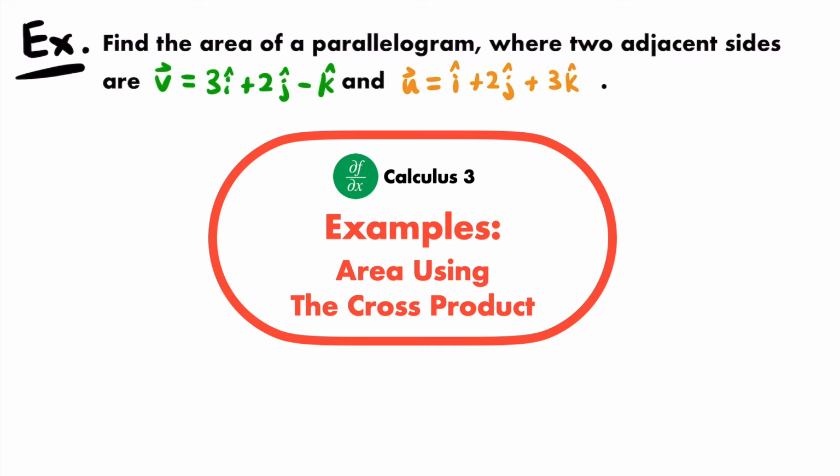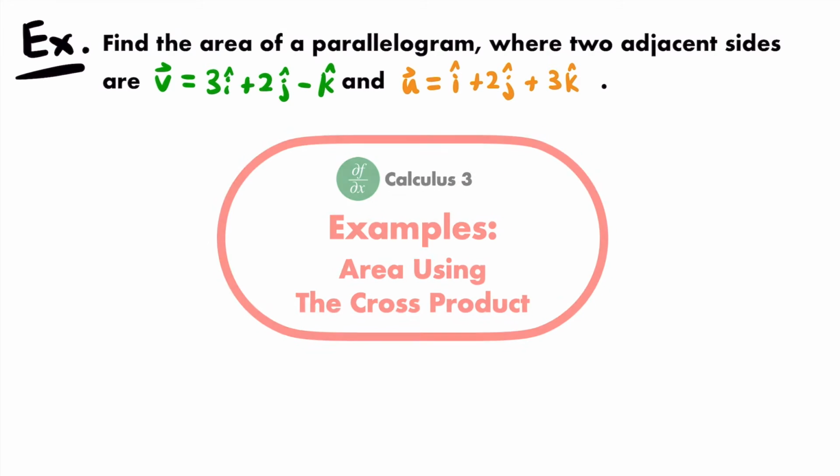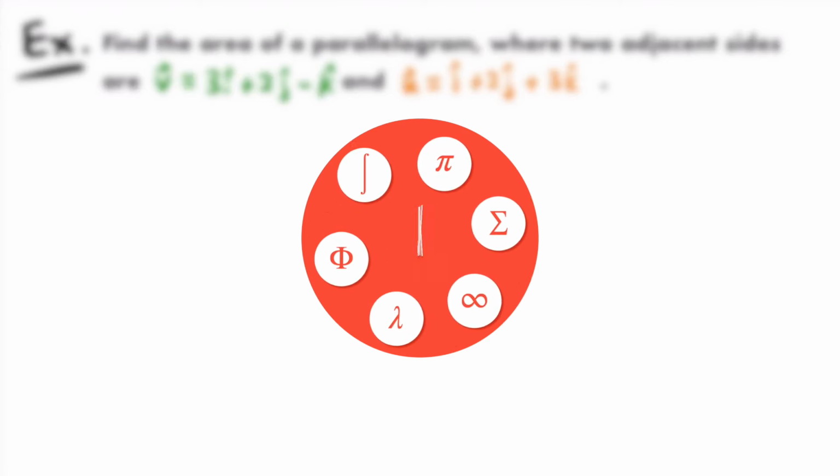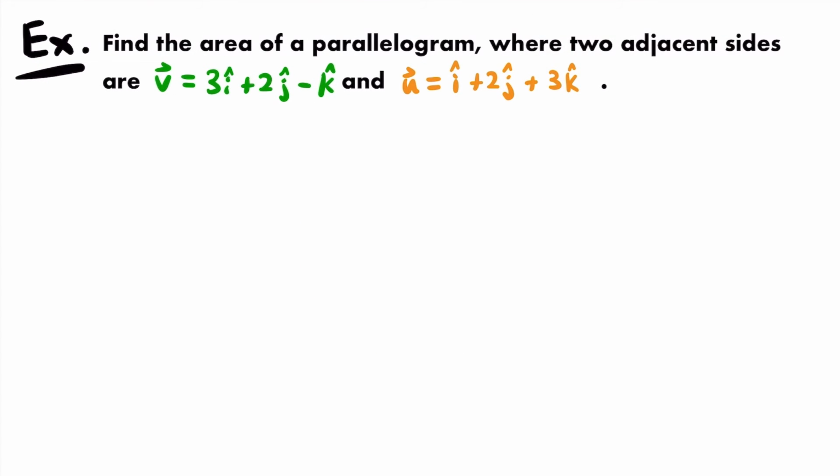Welcome back. Let's practice finding area using the cross product. Alright, so here's our first example. We want to find the area of a parallelogram where two adjacent sides are vector v and vector u.